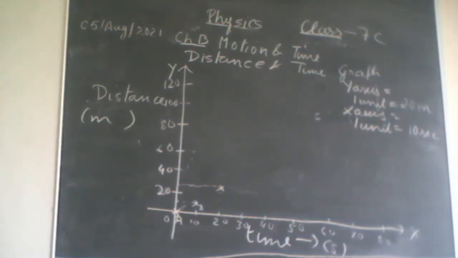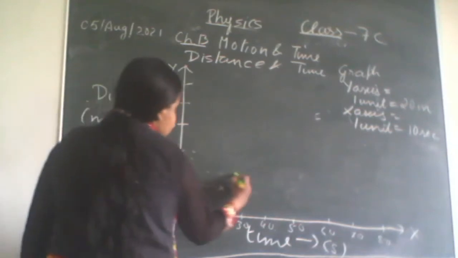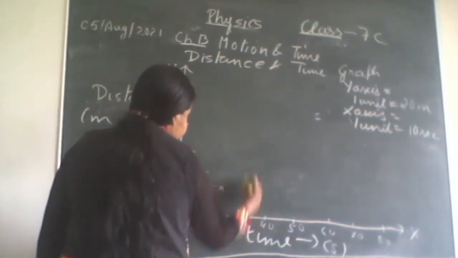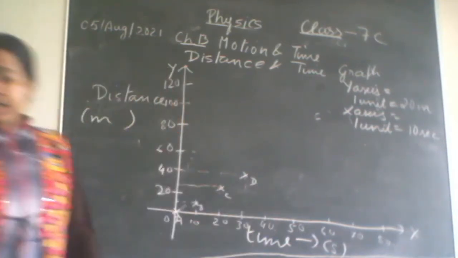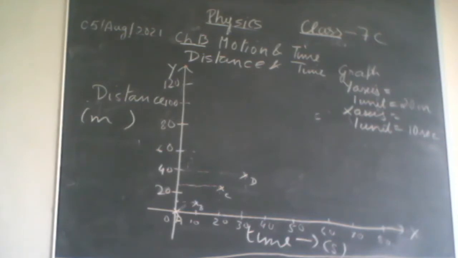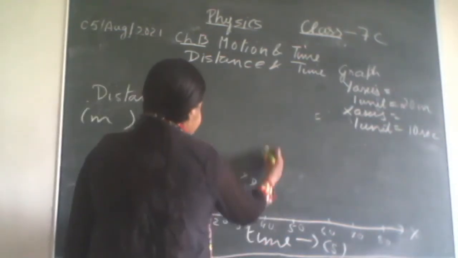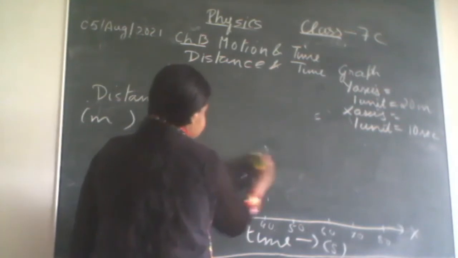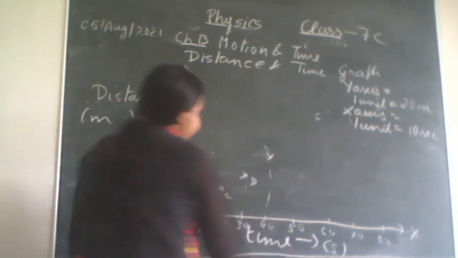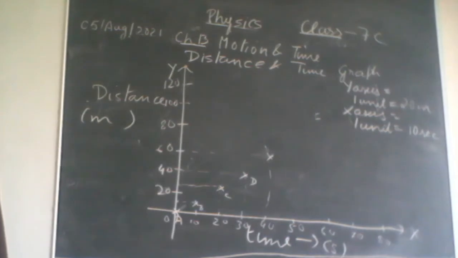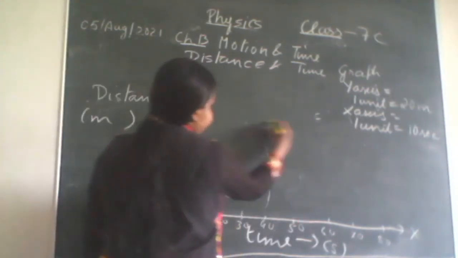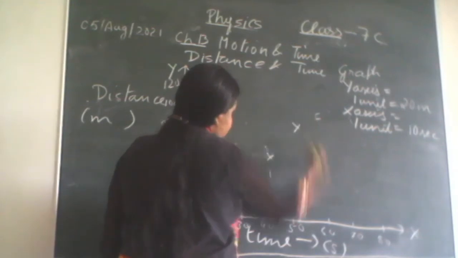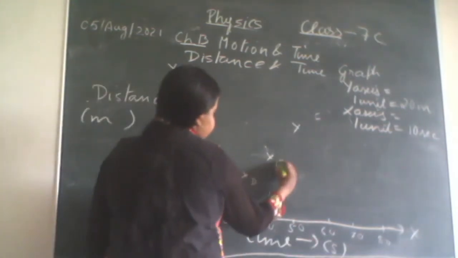Okay. Then at 30 is 40. Somewhere here. Then it's saying 40, 60. At 40, 60. Am I correct? Then it's saying 50, 85. 50, 85. Somewhere here. Am I correct? Is the point correct? Yes, ma'am.